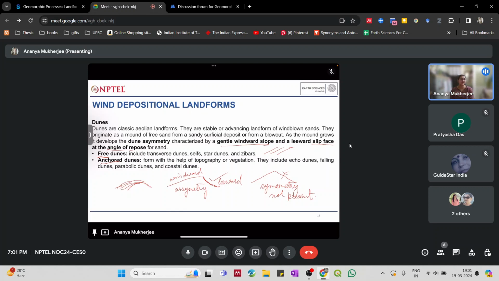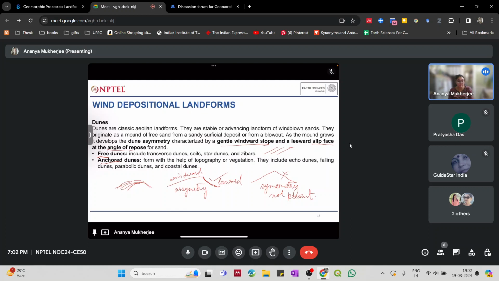So, the dune that will form over there actually will not travel, cannot advance from one place to another because of the presence of the vegetation, and the dune will form around the vegetation. Okay. So, those are called anchor dunes. So, mostly you will have coastal dunes, parabolic dunes. So, these are some common examples of anchor dunes.